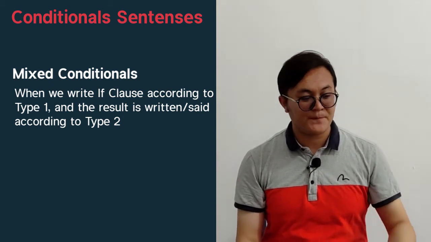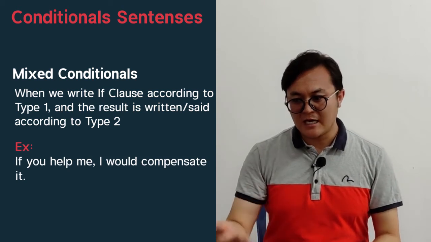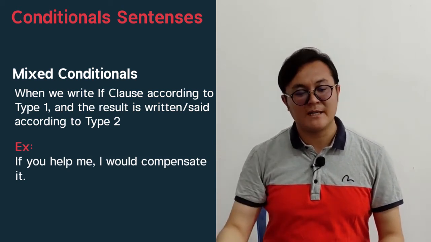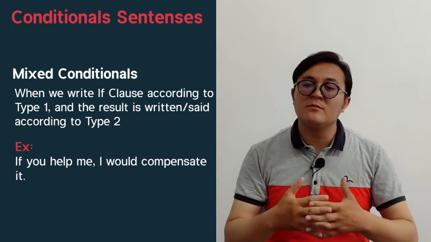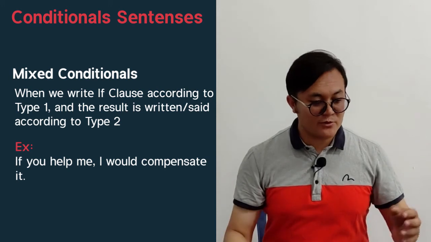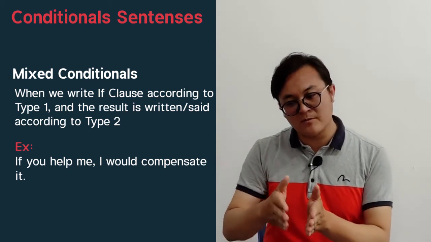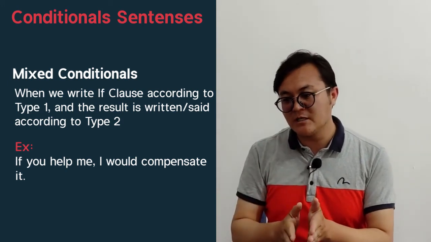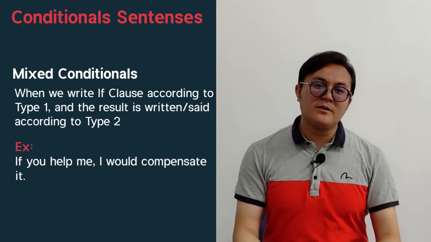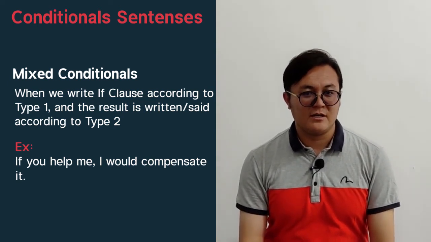For example, if you help me, I won't regret it. You shouldn't forget it. If you help me, instead of saying I will regret it, I say I won't regret it. So that's going to be the way that we can use all conditional sentences together.